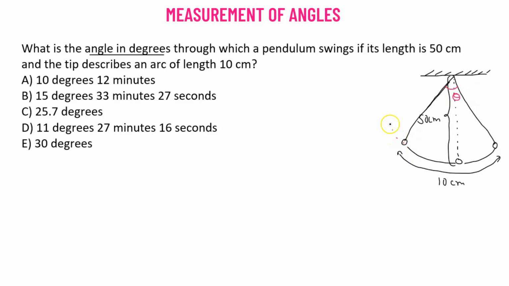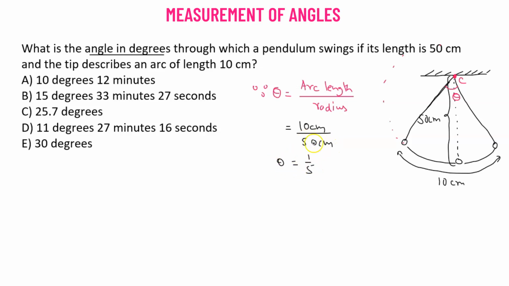Now if we consider this to be a circle, a bigger circle, with this particular point to be the center of the circle, then we know that the angle subtended at the center of a circle is given by the arc length divided by the radius of that particular circle. Now in our case, the arc length is 10 centimeter and the radius will be nothing but the length of the pendulum. So that's going to be 50 centimeter, and we get 1 over 5.